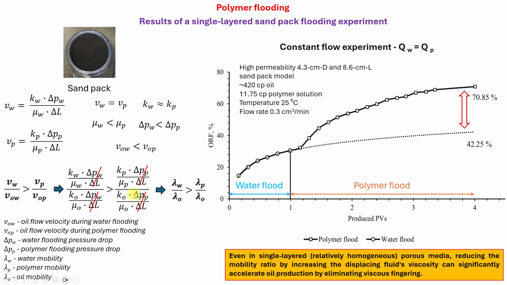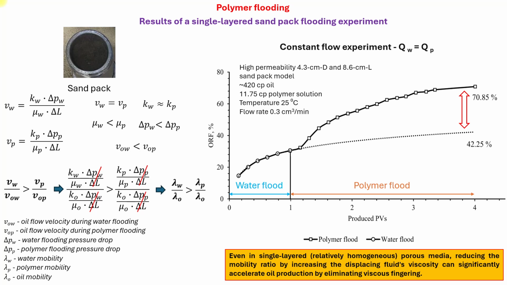As a result, we are left with the ratios of the permeabilities and viscosities of the fluids, known as fluid mobility. So even in a constant flow experiment, switching from water to polymer reduced the mobility ratio or mobility factor, which eliminated viscous fingering and accelerated oil displacement.